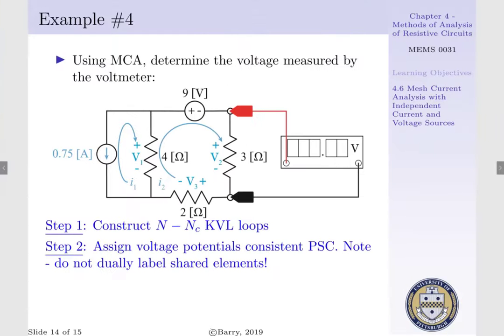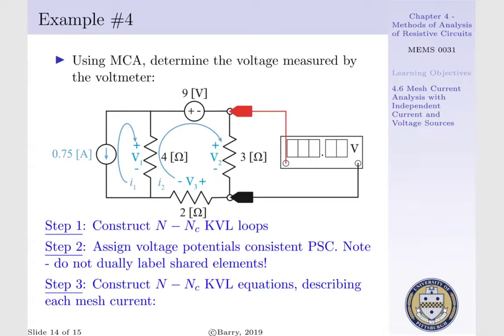Step 2 is to assign our voltage potentials consistent with our passive sign convention. Starting with mesh 1, we have V1 corresponding to our 4 ohm resistor. As we proceed with mesh 2, we have V2 corresponding with our 3 ohm resistor and V3 corresponding to our 2 ohm resistor. We do not doubly identify V1 across our 4 ohm resistor.